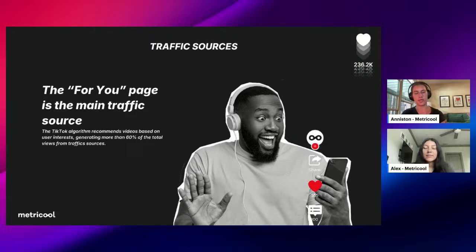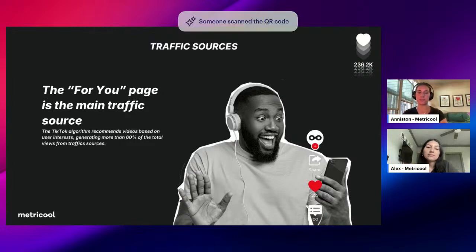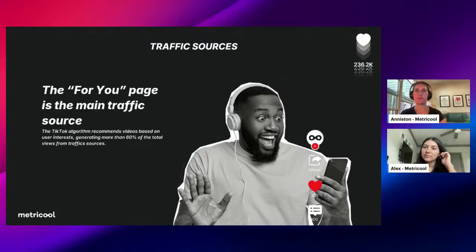Mm-hmm. And I think in the study, the second main traffic source was following, and I'm going to pull it up to see. Yeah, I believe it was following as the second one, and I think search. So this also indicates that search is a huge part of TikTok. And if you're looking to improve your rankings on the network, it's really important to add in those SEO practices, which we'll cover in just a second.